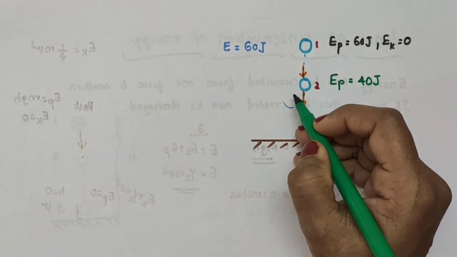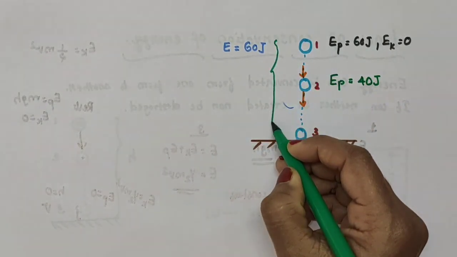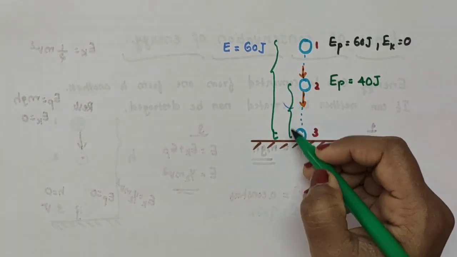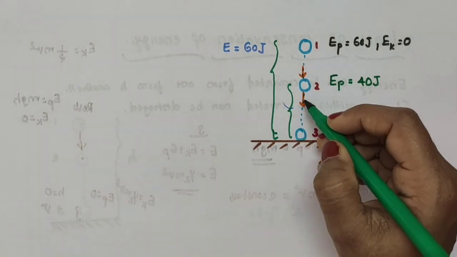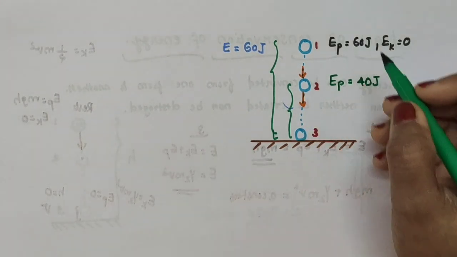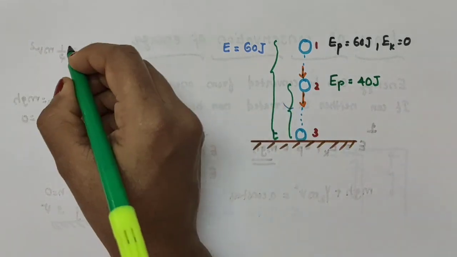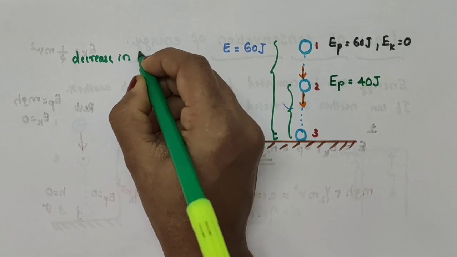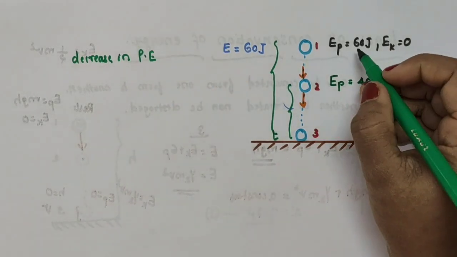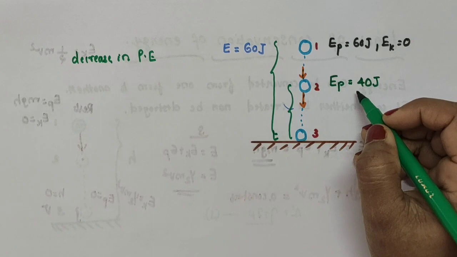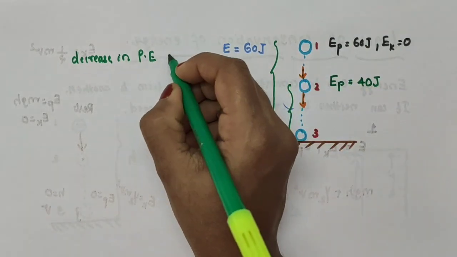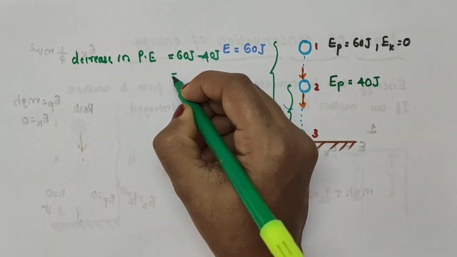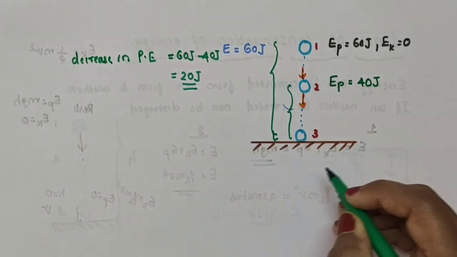Initially its height from the ground was this much. Now its height from the ground is only this much. So its height from the ground actually decreased. So potential energy decreased from 60 joule to 40 joule. What is that? Decrease in potential energy. Its potential energy was 60 joule. It has decreased from 60 joule to 40 joule. So, decrease in potential energy is 60 joule minus 40 joule, which is equal to 20 joule.